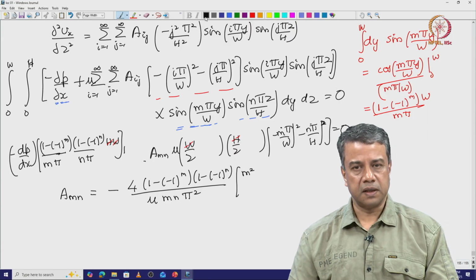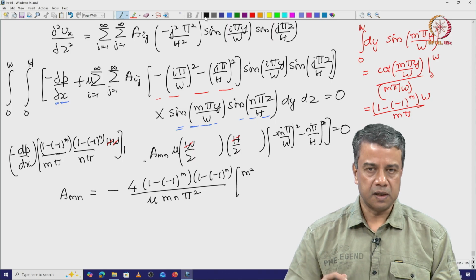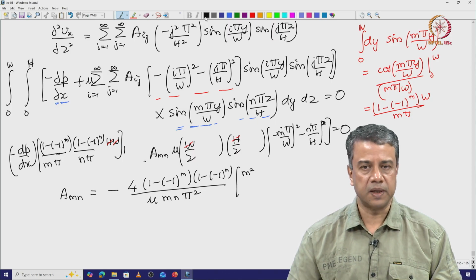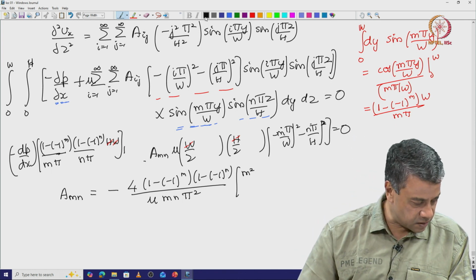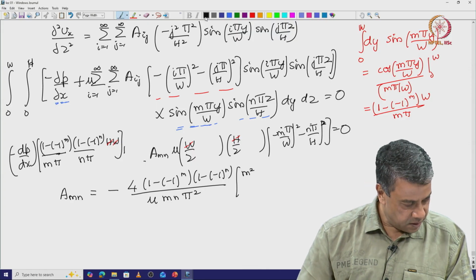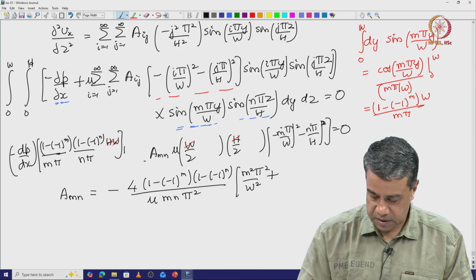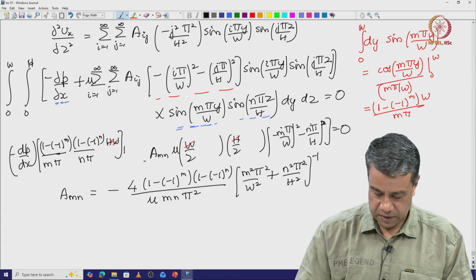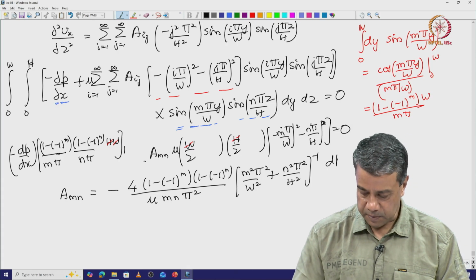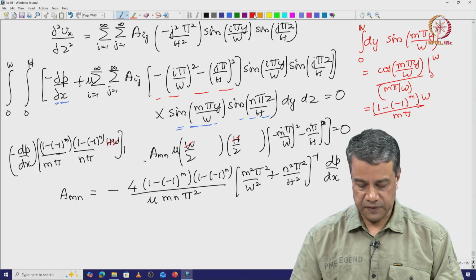Okay, because when I had a summation over delta i m, summation over i for delta i m, I remove the summation and change all the i's to m. Okay. So, this becomes m square pi square by W square plus n square pi square by h square whole inverse into dP by dx. Okay, that is the final solution.